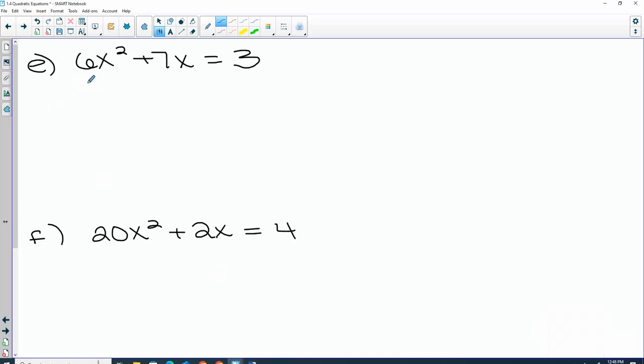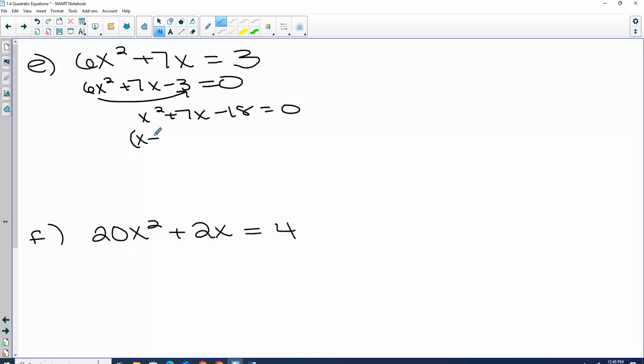Alright, so we subtract over the 3. Flip and slide. Multiply to negative 18, add to 7, would be a positive 9, negative 2. What do you have to remember to do though? Divide the 6 back.